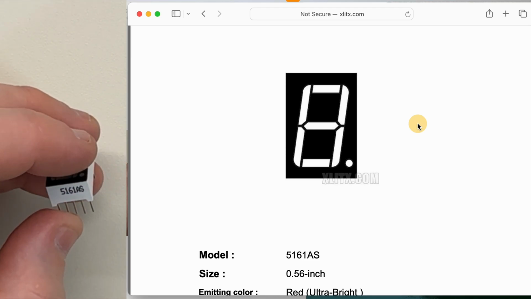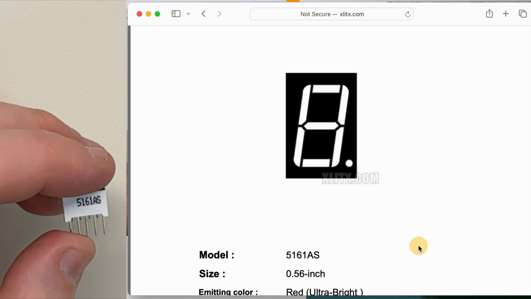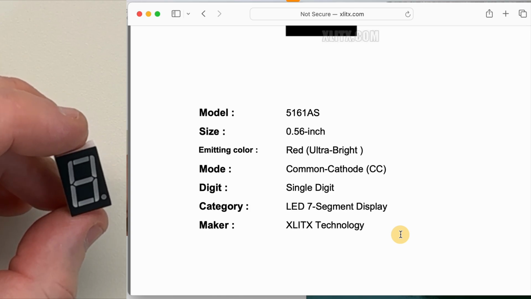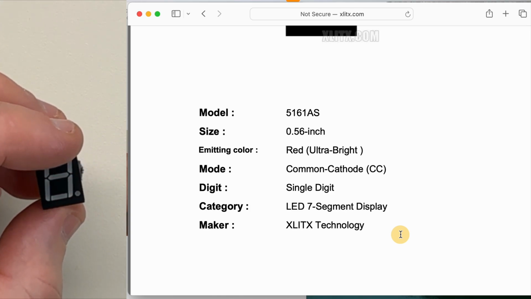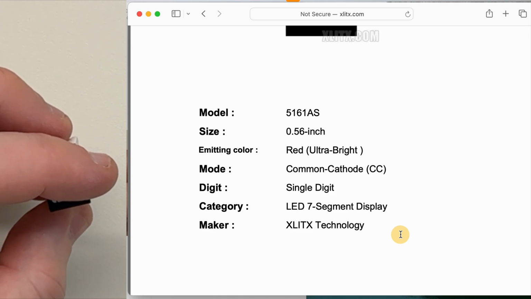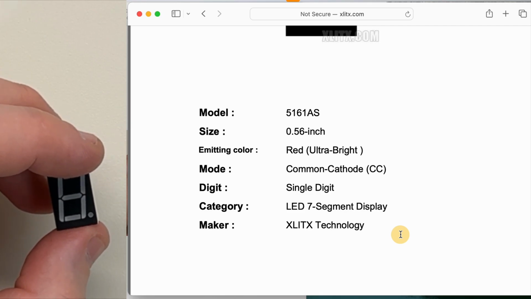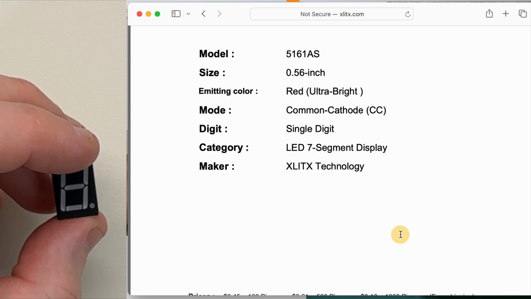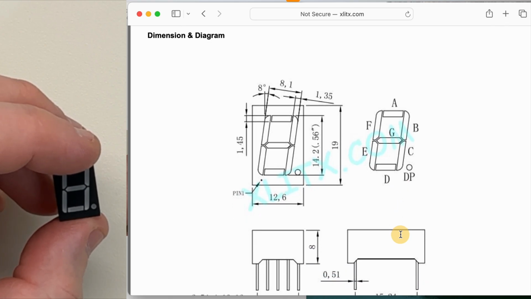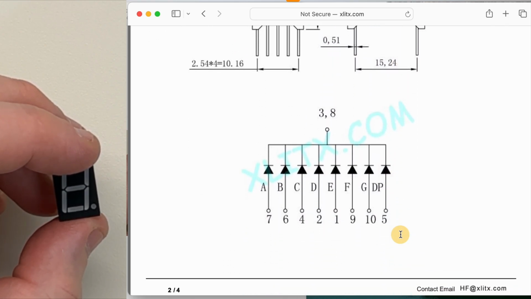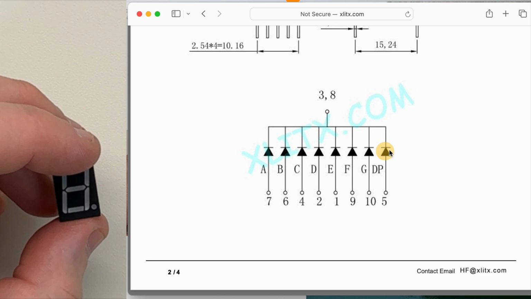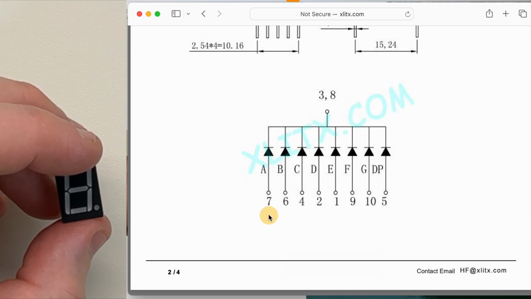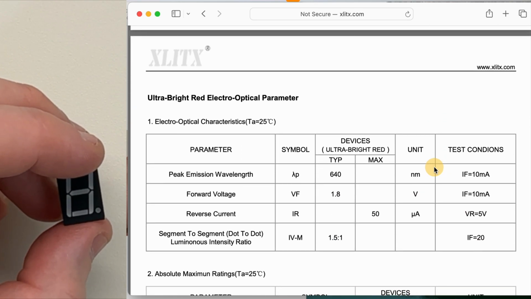Okay, this might be the datasheet for this. The number matches, at least. This is a common cathode. So I think that means that all the LEDs share the same cathode. Single digit, seven segment display. Okay. Physical dimensions. Yep, common cathode. So all the LEDs share one cathode. I guess that means it's on pin 3 and 8. And then the different segments have letters, and then the DP must be decimal point.